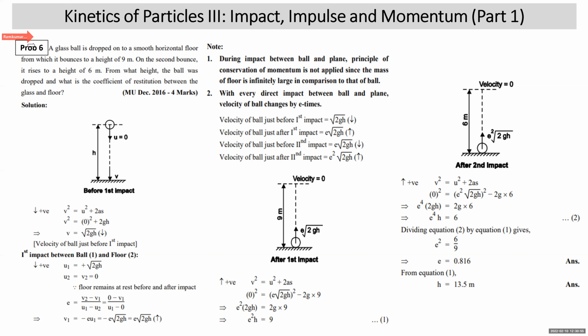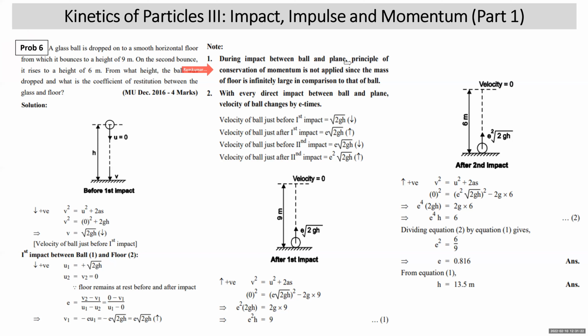In these types of examples, the mass of the ball is very small, maybe 1 kg, 2 kg, 4 kg, but the mass of the plane, whether floor, wall, or ceiling, is infinitely large in comparison to the mass of the ball. So when this type of impact happens, when the mass of one body is infinitely large in comparison to the other, the principle of conservation of momentum is not applied. I have written this note over here.